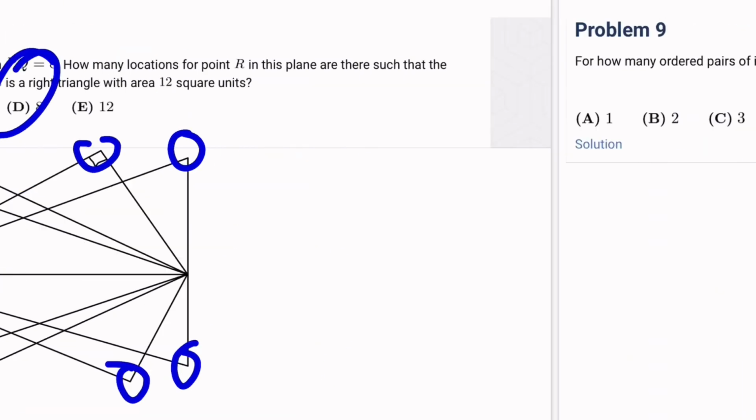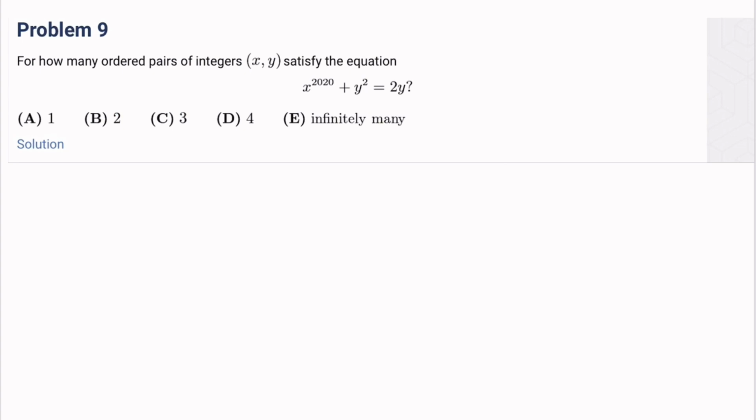The answer is D. Number 9, for how many ordered pairs of integers x, y satisfy the equation? This one. Okay, so for this one, since this is y squared equals 2y, that means x cannot get too big, right? Because 2020 is an even number, so x to an even power, and y squared, this is positive, and so if the absolute value of x is greater than 2, then it's not possible, right? Okay, so if x is 0, that just gives us y squared equals 2y, and so y can be either 0 or y can be 2.